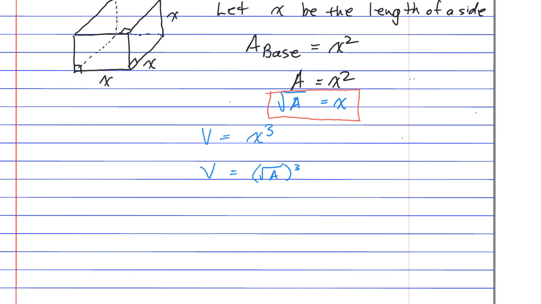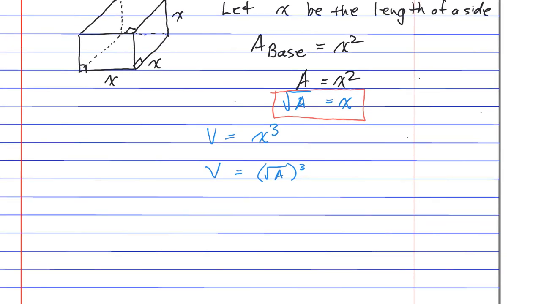So why don't we change A to a fractional exponent? So this is really A to the exponent 1/2, cubed. Now use the power of a power rule. So you have A to the exponent 3/2. And that is what V is. So now we still need to say what the domain of our function is.